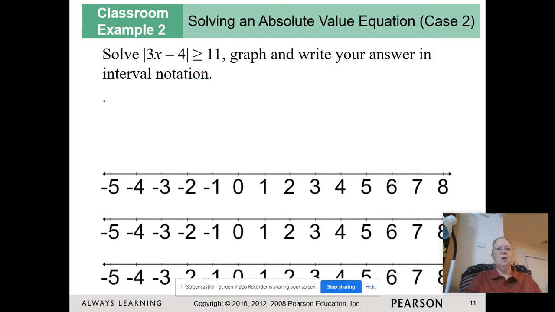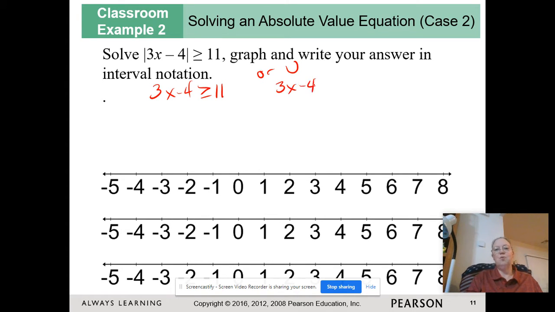There we go. So remember, on the last example we did, we had the absolute value of 3x minus 4 is equal to 11, and we had to do equal to the positive 11, equal to the negative 11. Well, when it's greater than or equal to, we have to do the same thing. We're going to do it greater than or equal to positive. When it's greater than, it's or, which is the union.